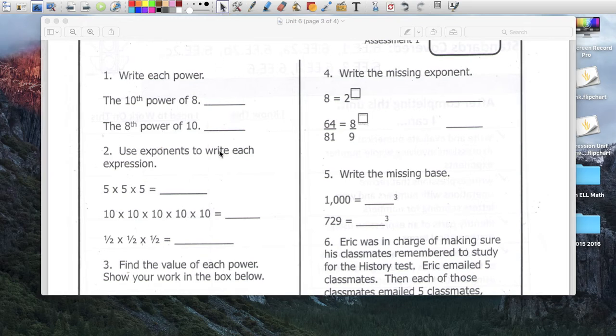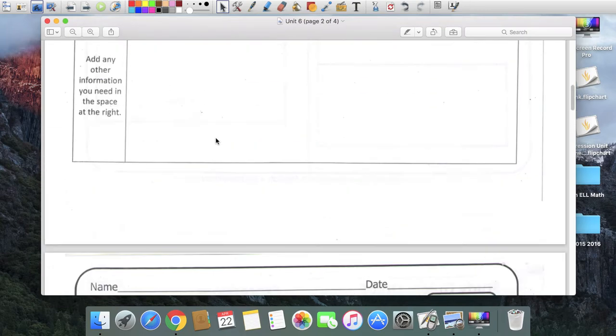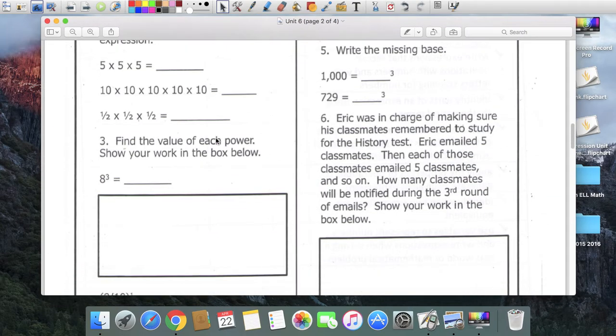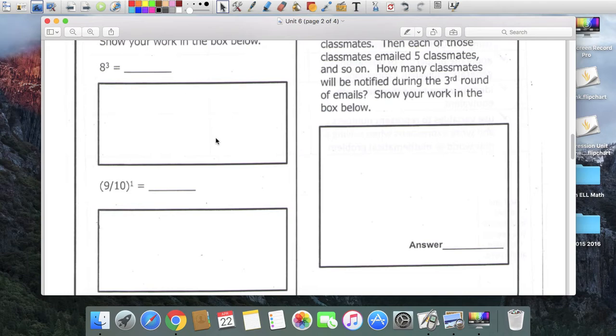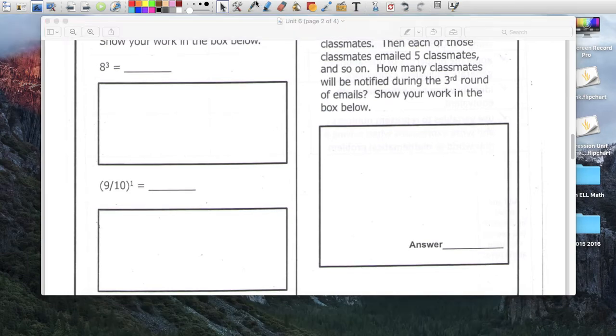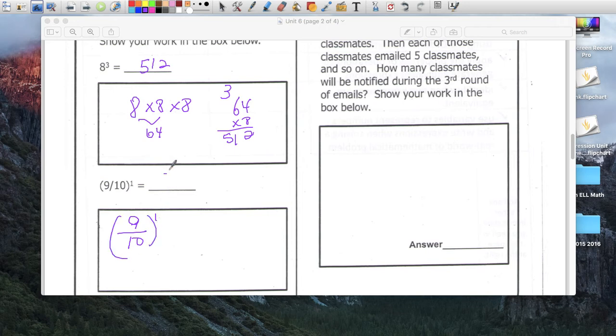Find the value of each power. Okay, here we go. 8 to the third, 9/10 to the first. Okay, all right. 8 to the third is 8 times 8 times 8. 8 times 8 is 64. And 64, I'm going to multiply by that last 8 over there. 8 times 4 is 32, carry the 3, 48, 512. 9/10 to the first power: to the first power, it's just simply 9/10. Okay.